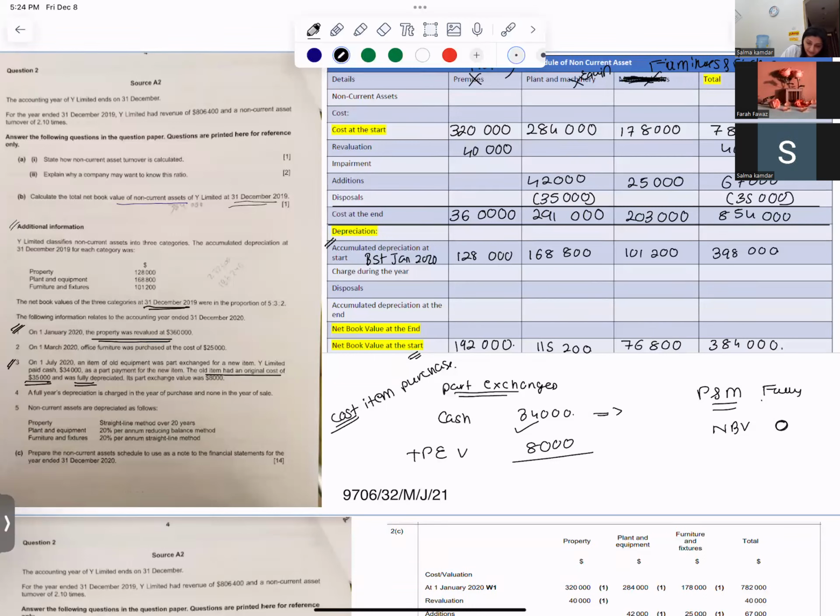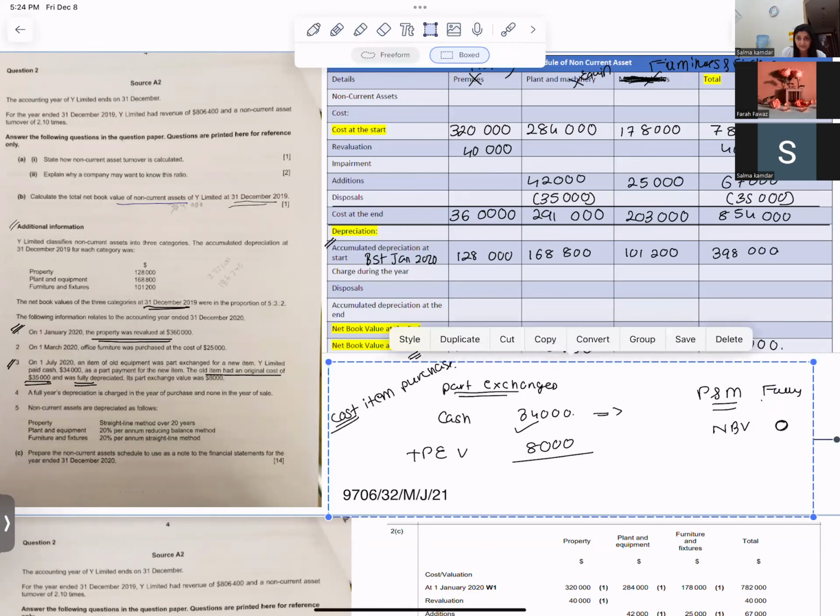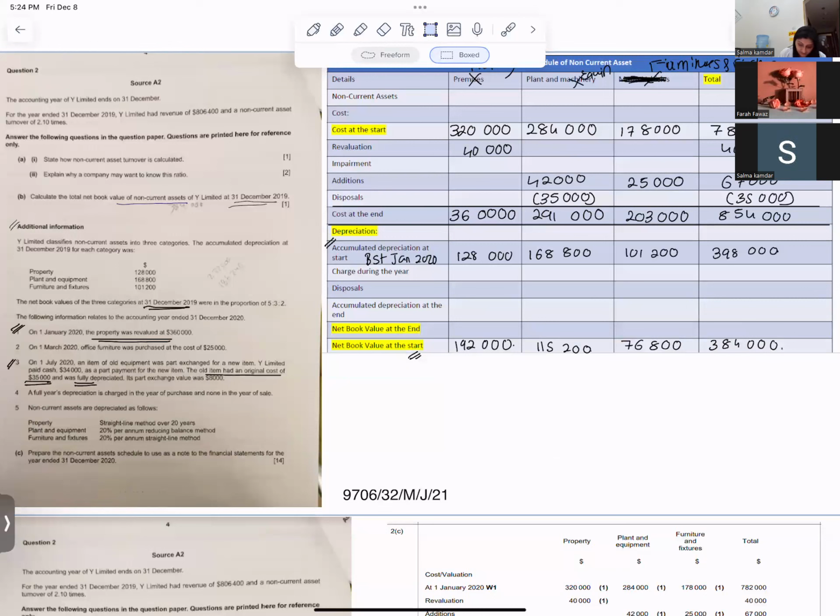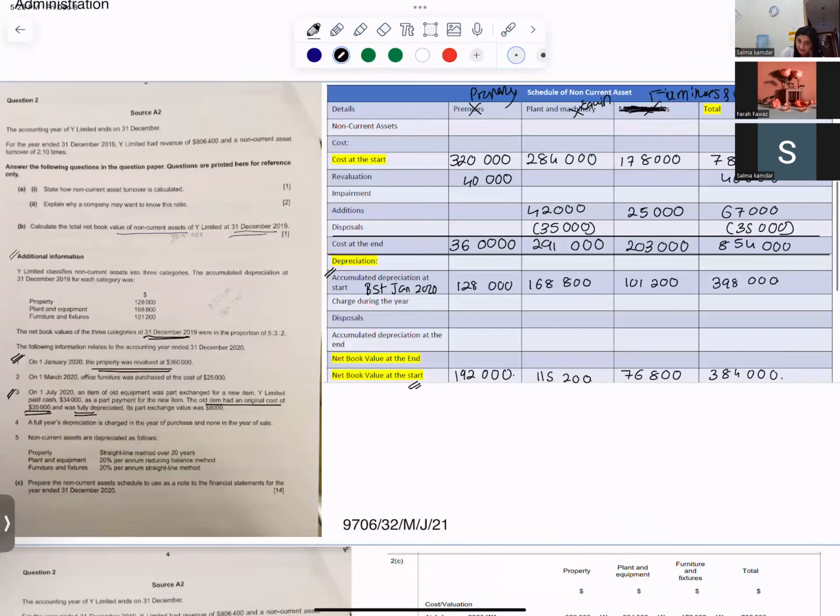Now, tell me what is the depreciation policy? A full year's depreciation is charged in the year of purchase and none in the year of sale. Okay, full year depreciation is charged in the year of purchase and none in the year of sale. Let's charge the depreciation for property. Property would be straight line method for 20 years. So can you give me the depreciation charge for property?